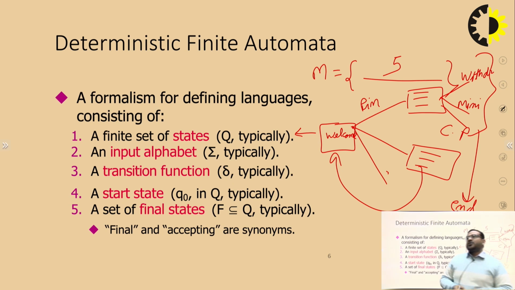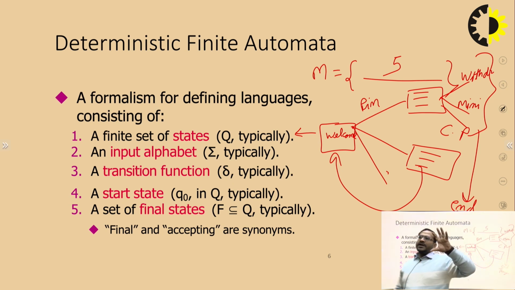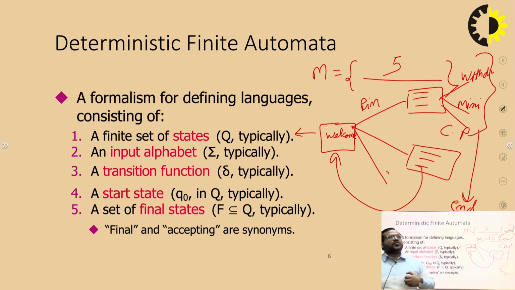For example, suppose you have to create a finite automata machine which accepts the strings that start with 1 and end with 0. There are two symbols, and you can create any string by using this alphabet. The machine accepts only those strings which start with 1 and end with 0, and all other strings should be rejected by that machine. So these are the input alphabet.